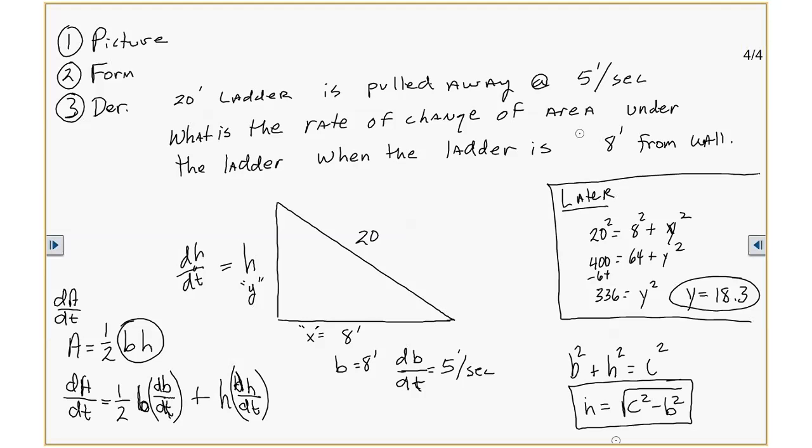And we're going to use that in the h spot, or the dh/dt. Of course, you can plug in your 20, and that would be 400 minus b squared. So put that 20 in there, and that would be 400 minus b squared.